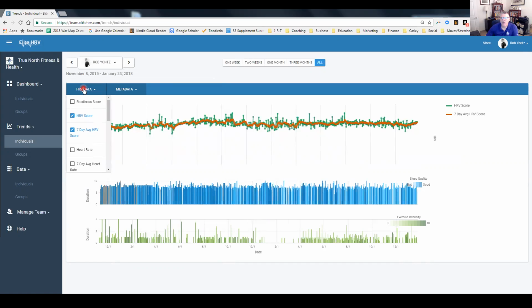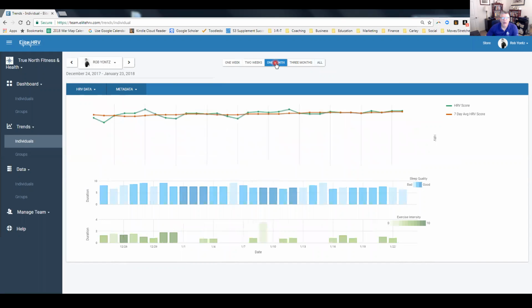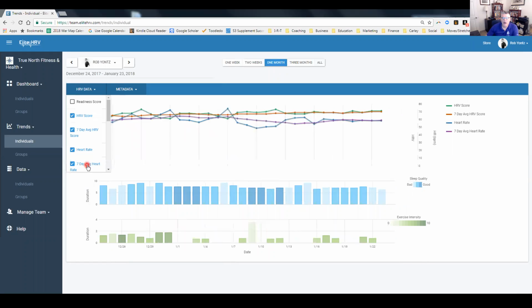So let's go back and look at 1 month of data. So HRV, 7-day HRV, let's look at heart rate and average heart rate over time. So there you go. I did go through a phase where my heart rate was, for me, elevated. A couple of days it varied up and down. And then I got back into gear right after the turn of the year. So that's what having some wine over the holidays does to you.